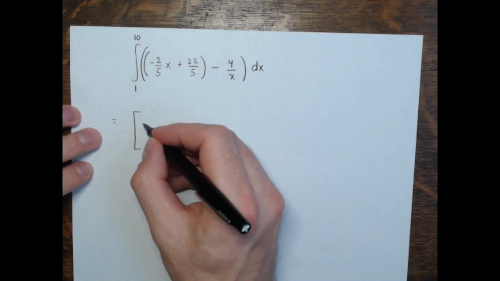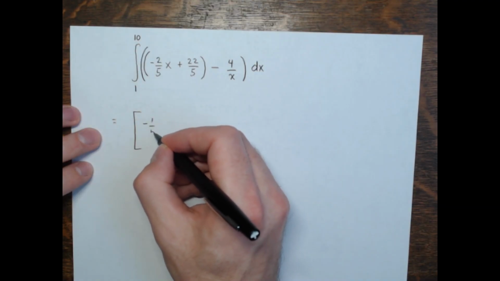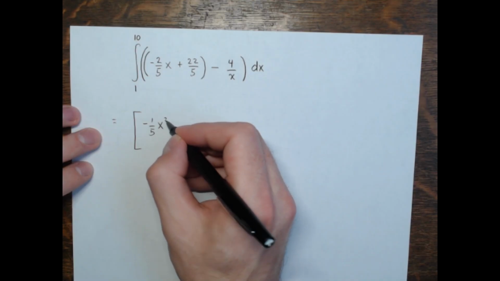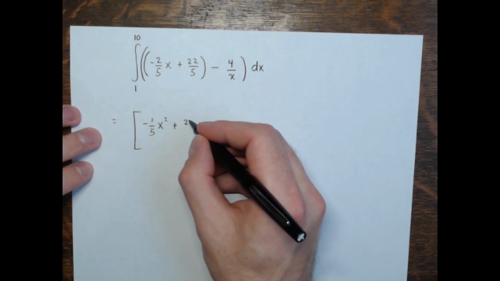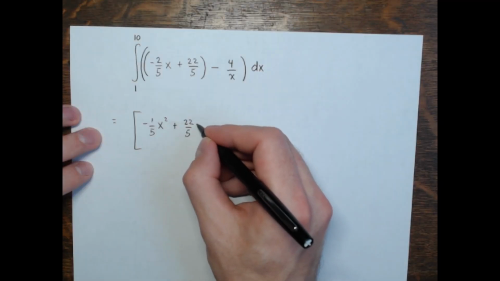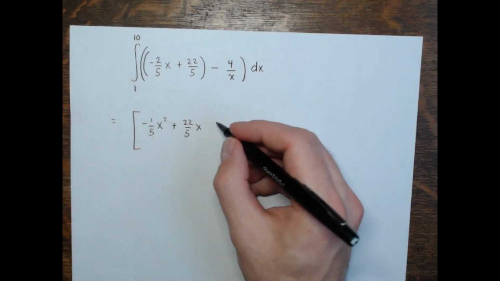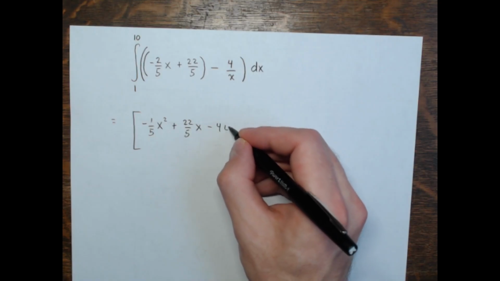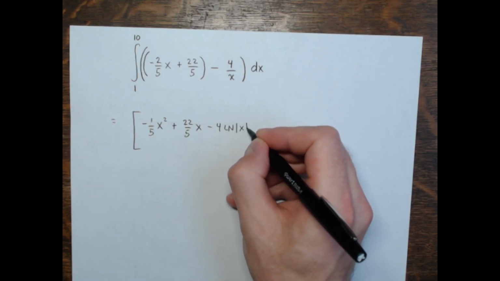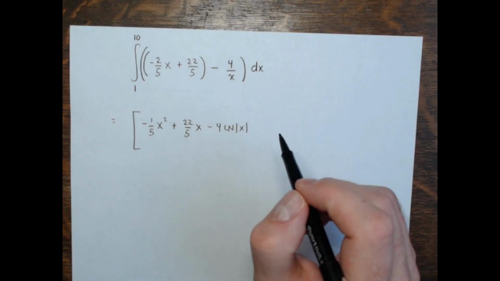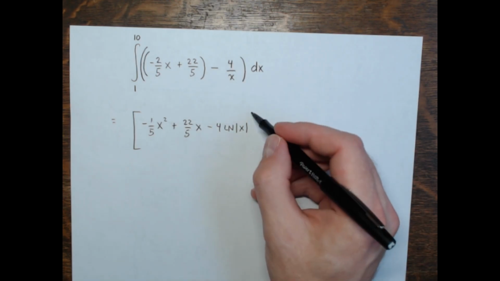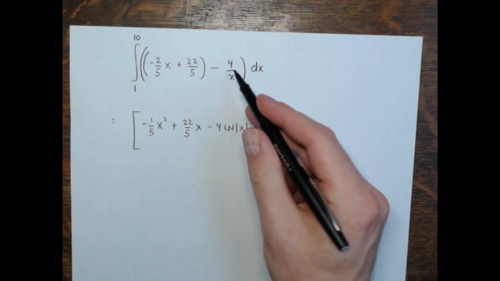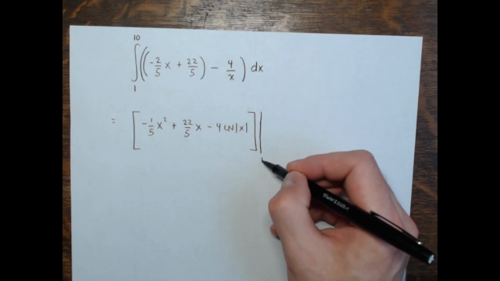So this would be negative 1/5 x squared plus 22 fifths x, and minus 4 times the natural log of the absolute value of x. Remember, the antiderivative of 1 over x was the natural log of the absolute value of x, but we got 4 of it there. And then we're going from 1 to 10.